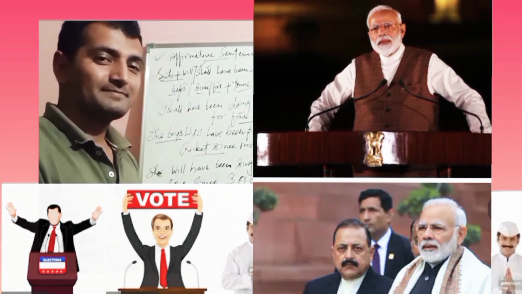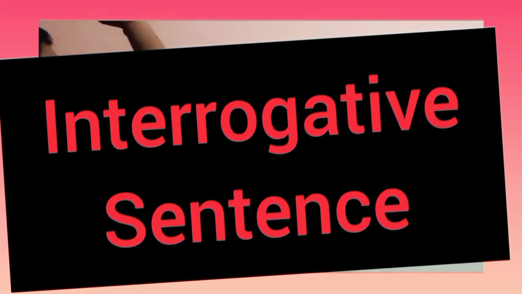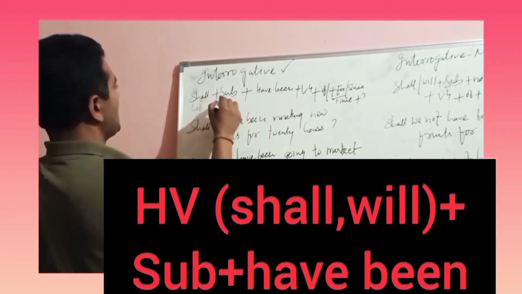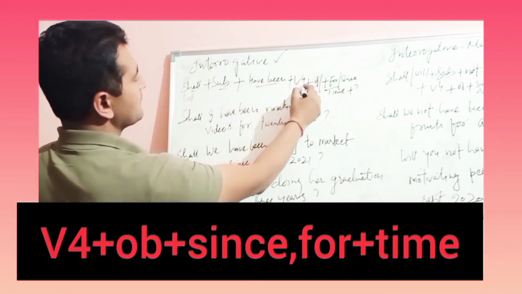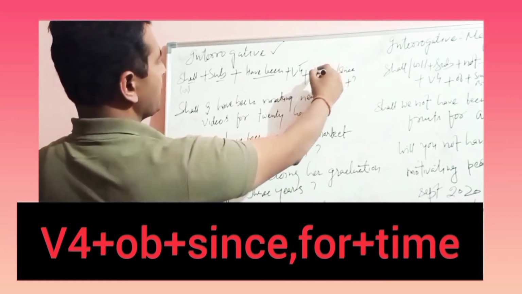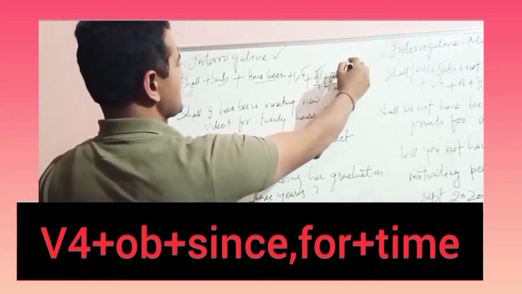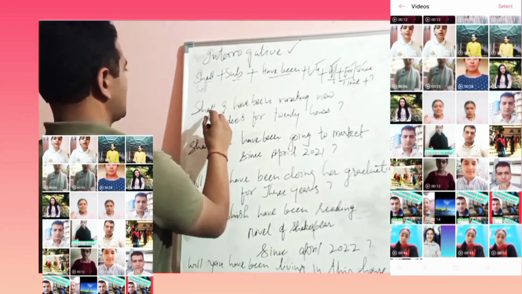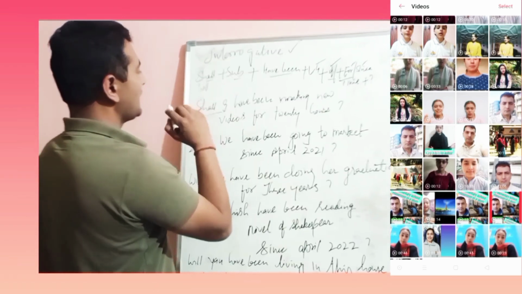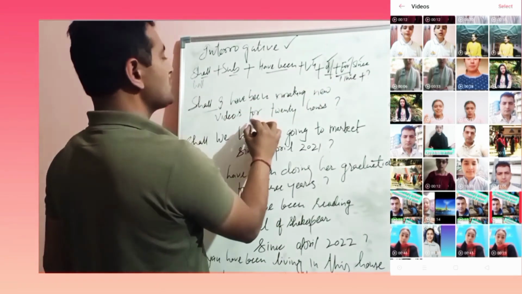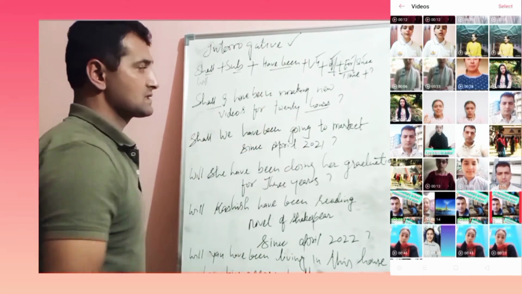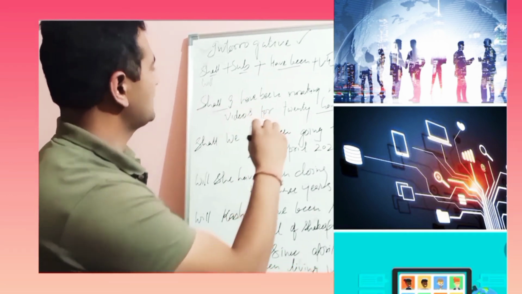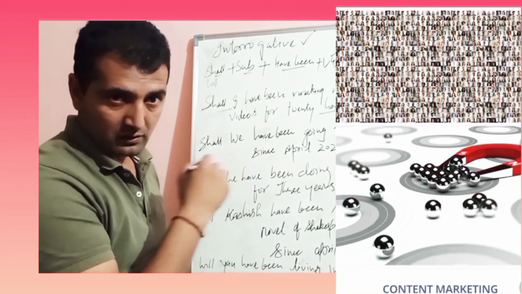See in the next slide. Interrogative sentence. What are interrogative sentences? Sentences in which we ask a question. Right? Shall, subject, have been, fourth form of the verb, then object, for, since, and then time, and at the end of the sentence we will write a question mark. Shall I have been making new videos for 20 hours?